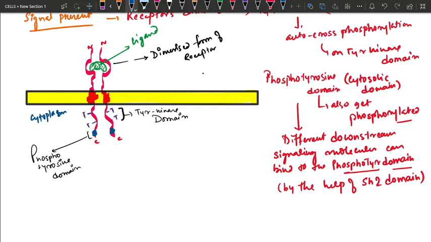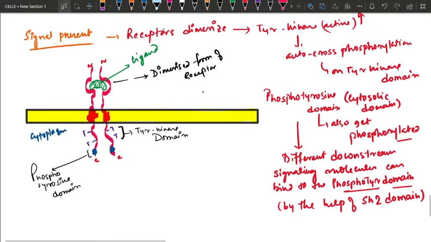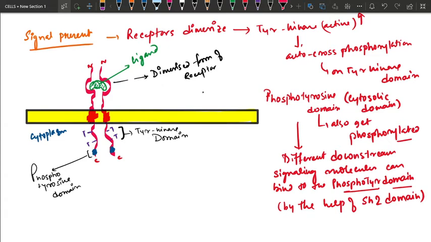Now what happens when the ligand binds? When the ligand binds, the receptor dimerizes obviously, and there is an activity of the tyrosine kinase domain. It cross phosphorylates. This tyrosine kinase domain phosphorylates this tyrosine, and this one also. At the same time, this tyrosine kinase domain phosphorylates the opposite corner one. There are no other enzymes coming. This tyrosine kinase domain is auto cross phosphorylating the other tyrosines, done by its own tyrosine kinase domain. That's why it's known as auto cross phosphorylation.